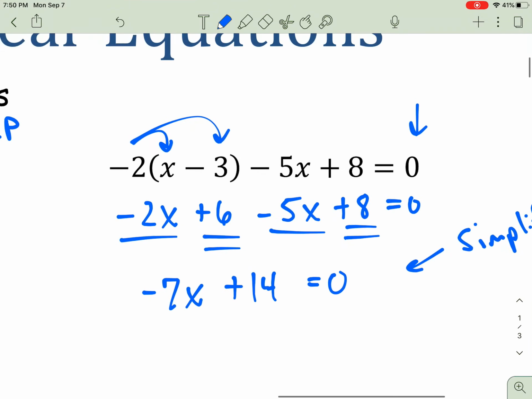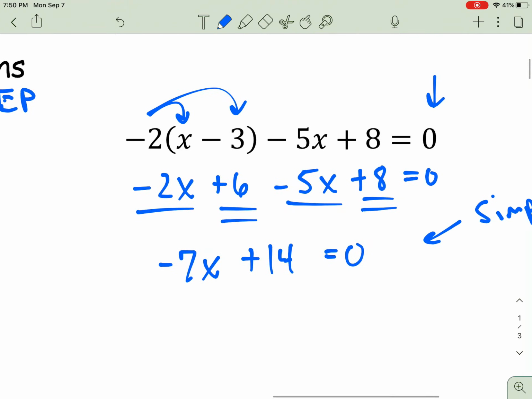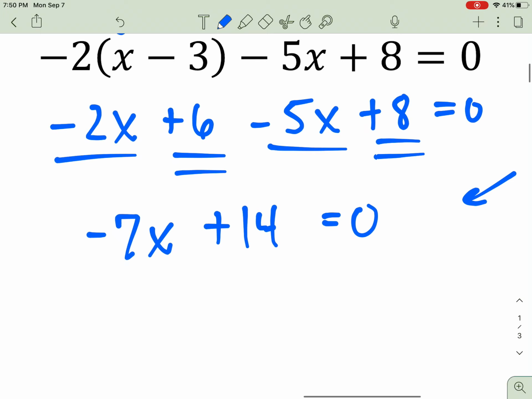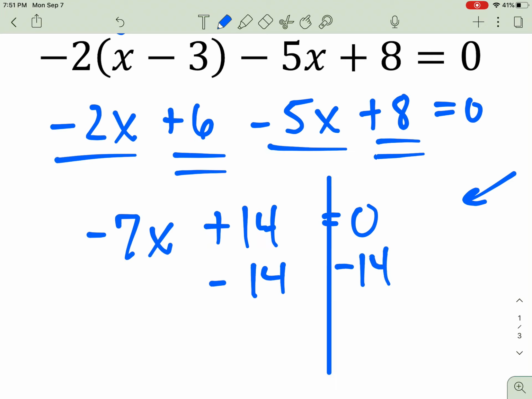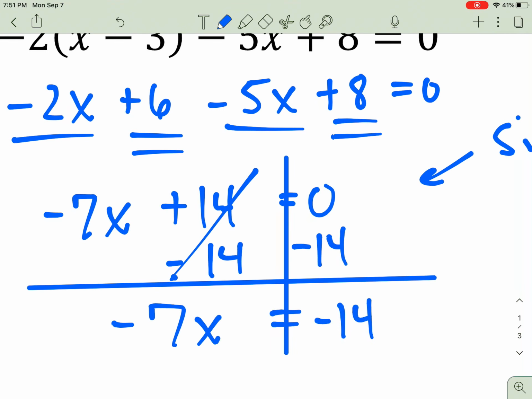Now we're going to go ahead and use SADMAP, right? So we're going to do subtraction or addition first. What we mean by that is we're going to do the inverse. So since this is +14, and I want to get x by itself, my goal is to get this x by itself with no -7, no 14, nothing on that side. So I'm going to subtract 14 from both sides to get it out of the way. Okay, and I'm going to draw a line down the equal sign because when I have an equation, both sides must remain equal. So what I do to one side, I have to also do to the other side. Okay, so -7x, because these cancel, equals -14.